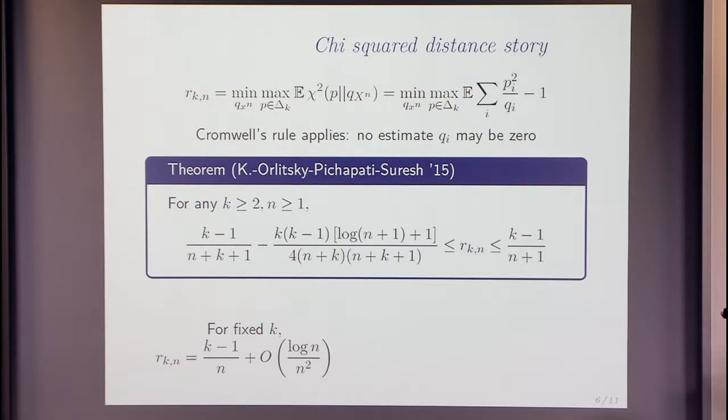Any guesses for what is the estimator that achieves this upper bound? A very simple estimator does, and it's the Laplace estimator. So the add one rule gives you a performance that's at least (k minus 1) over (n plus 1).